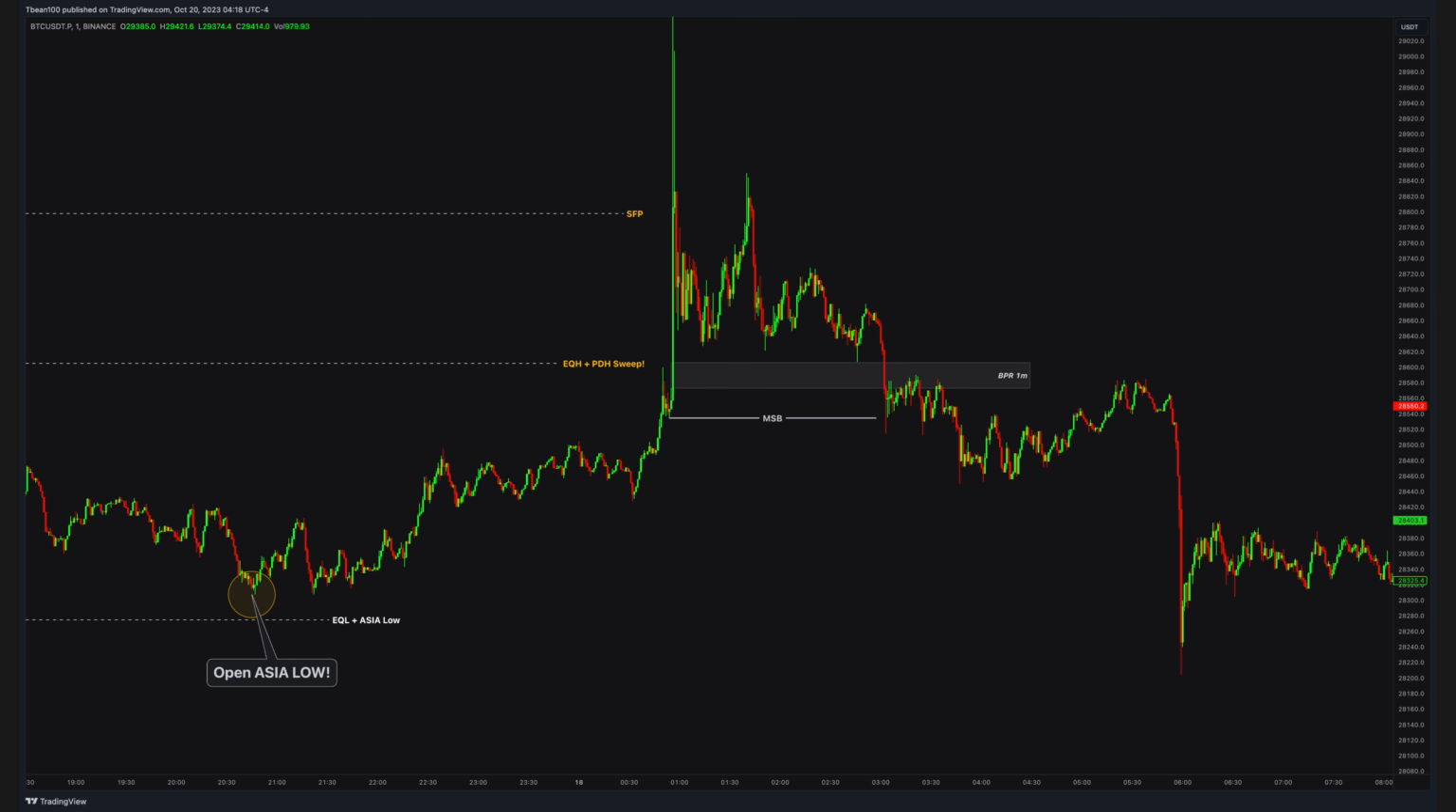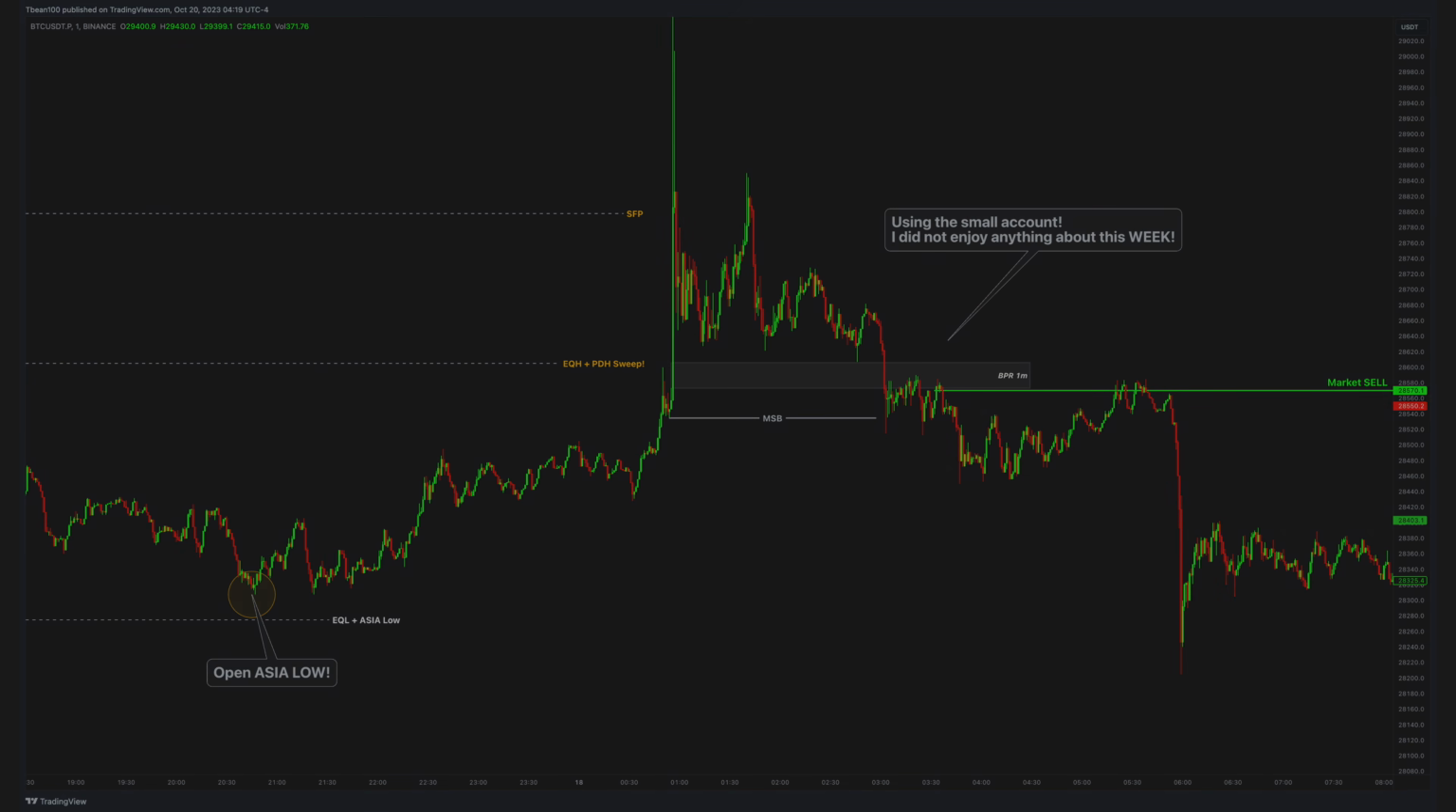With this weak structure shift, I have noticed the BPR area. I simply had a simple market sell here, only carrying the price to equal lows. One more time, I did not enjoy trading last week. In my opinion, everything was just messed up, and it was one of the worst weeks to take trades.